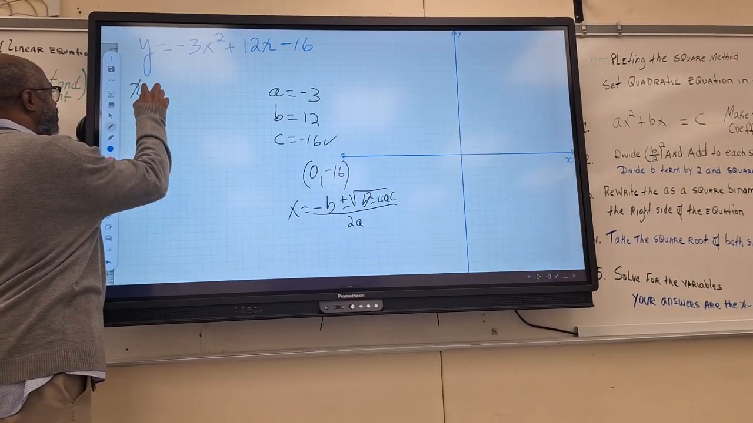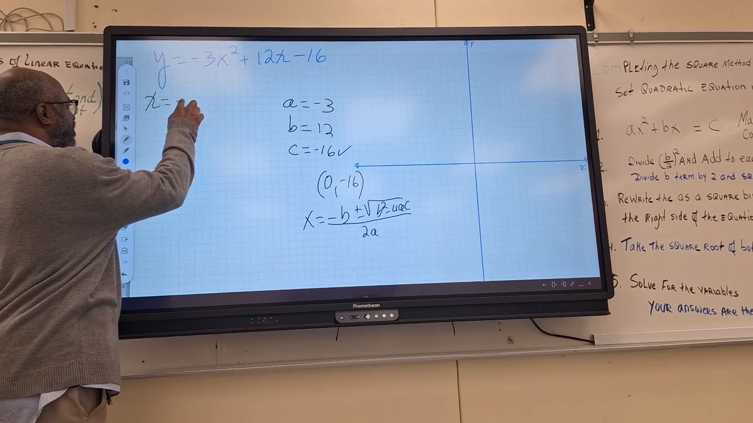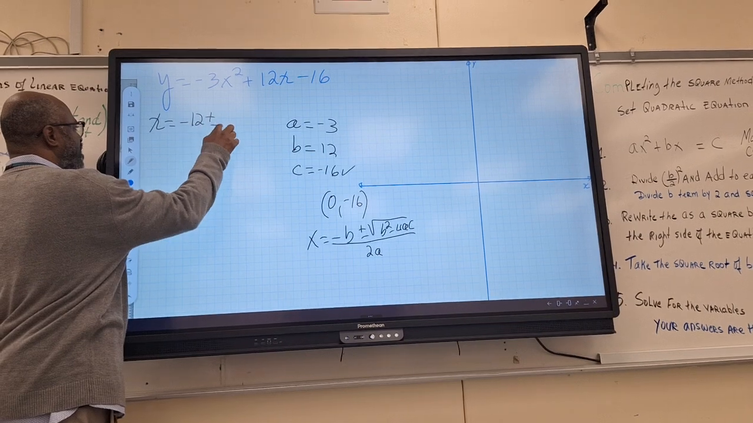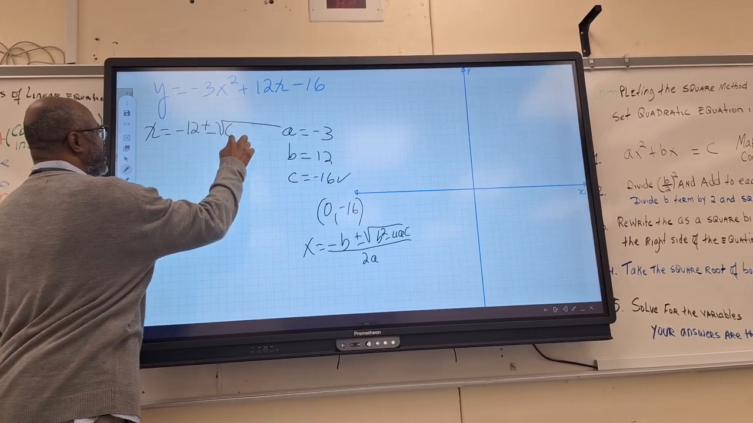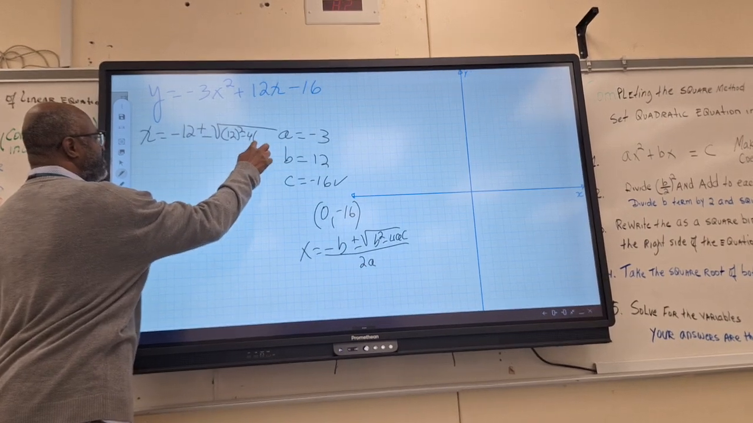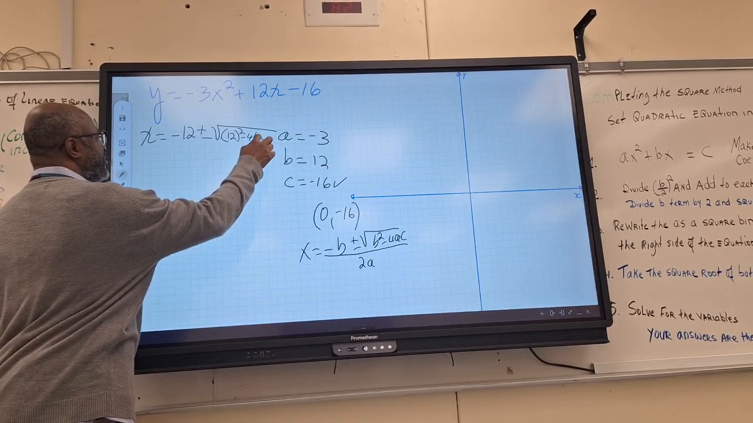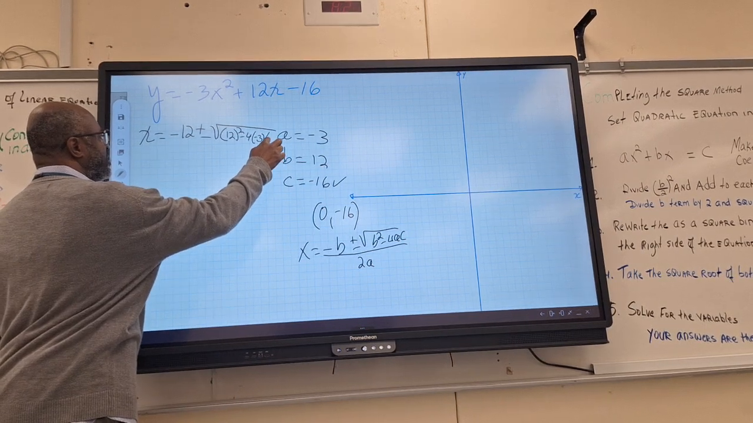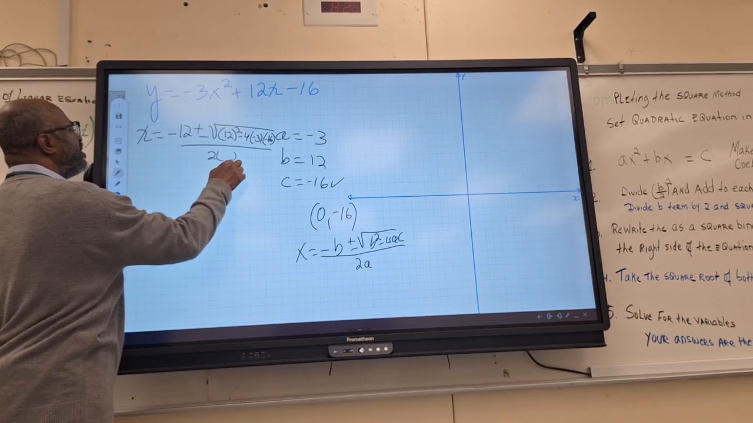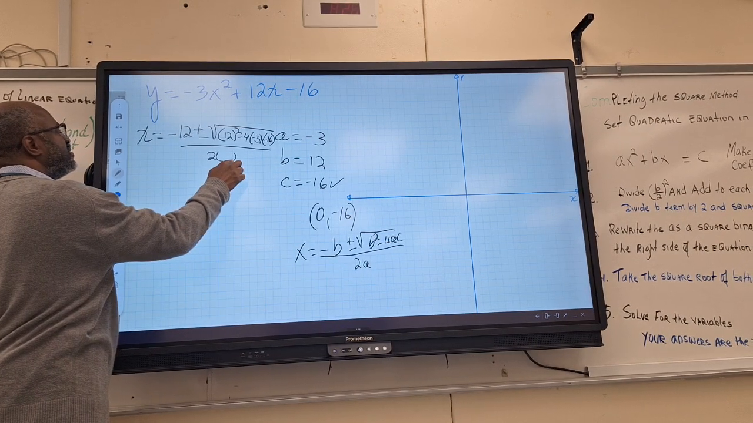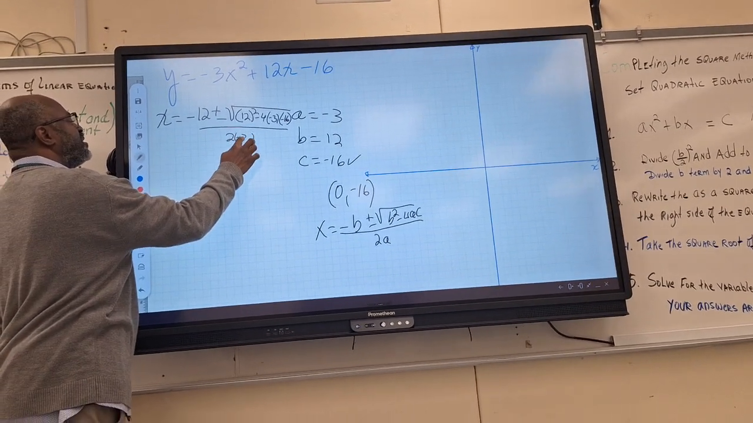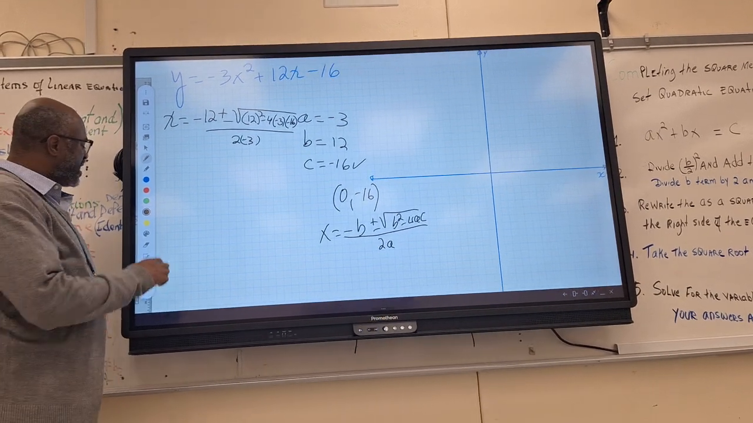You'll have x equals minus, what is b? That will be minus 12 plus or minus root of, you take 12, you square it, minus 4 times negative 3 times negative 16. Everything is over 2 times negative 3. Then you need to work this out.